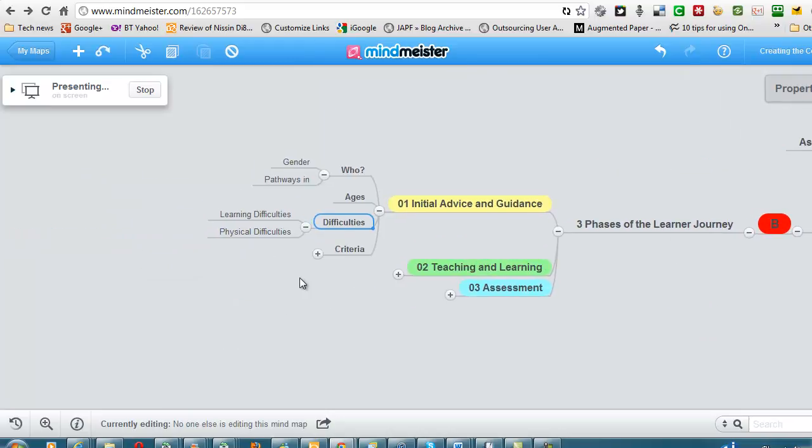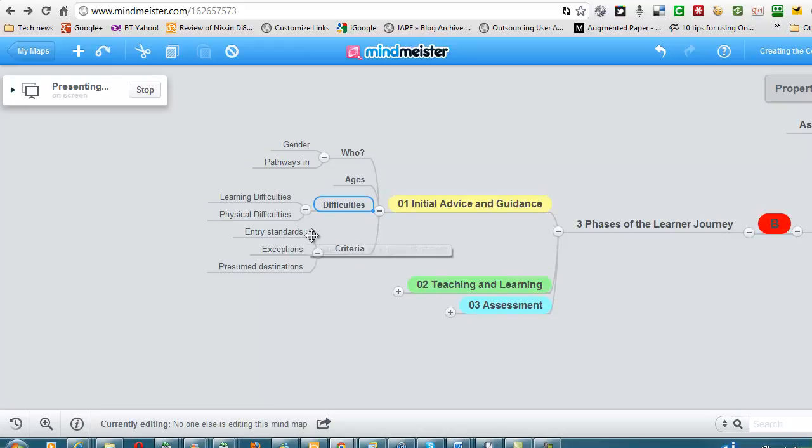The last factor I think you should look at is the criteria for the course itself, the pre-entry requirements. What entry standards did you set? Did you get more rigorous in terms of what you'd done in the past, and did this have an effect on the quality of the provision? What about exceptions? Did you make any exceptions to those entry standards? Did that have an impact?